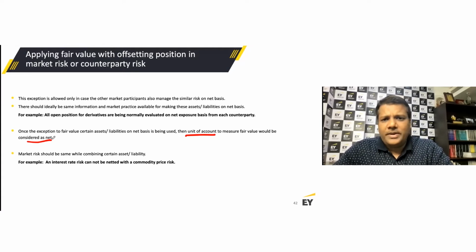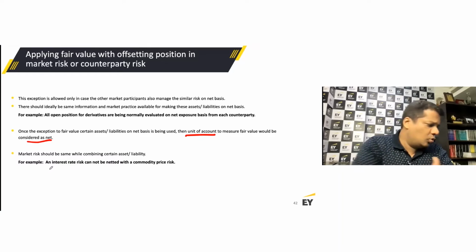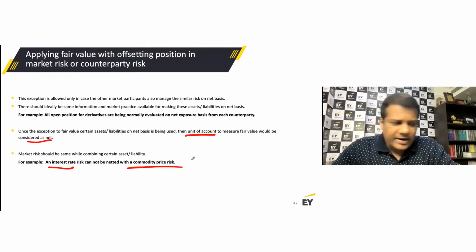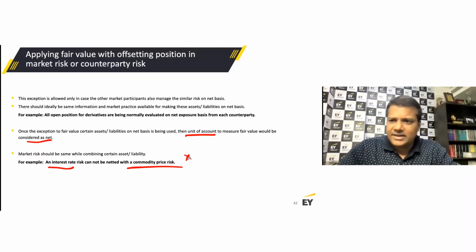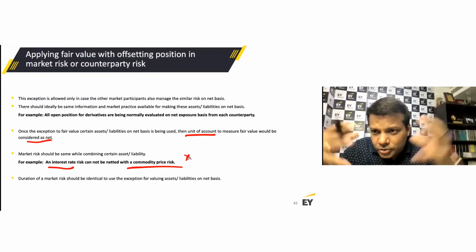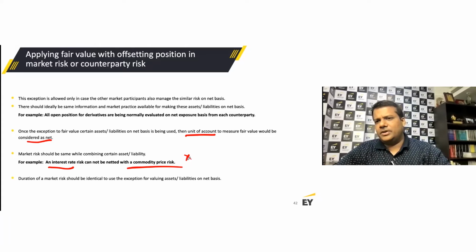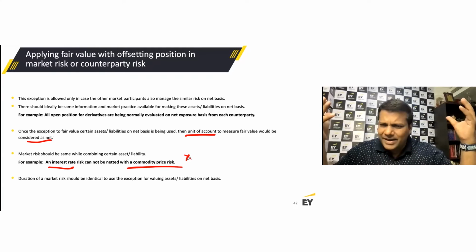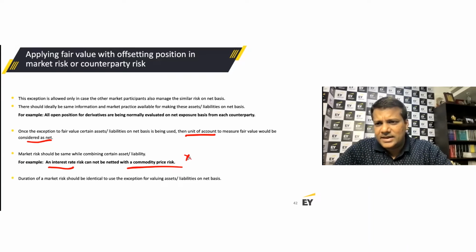Interest rate risk cannot be netted with a commodity price risk. So you can't offset one type of financial risk with another type of financial risk. That's not permitted, so you need to be careful here. Also, the duration has to be identical, because something which you price based on 1 month versus 2 months could be a very, very different risk and reward. There could be events happening in that period. There could be anything, hundreds and zillions of things.